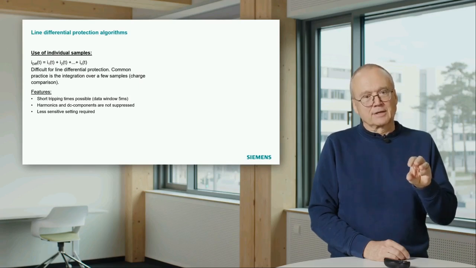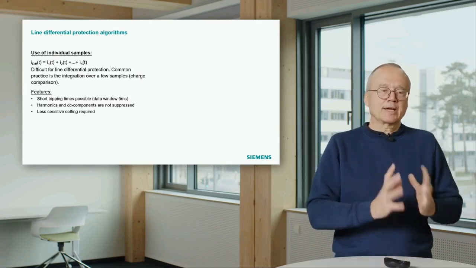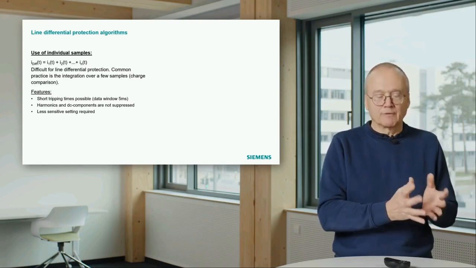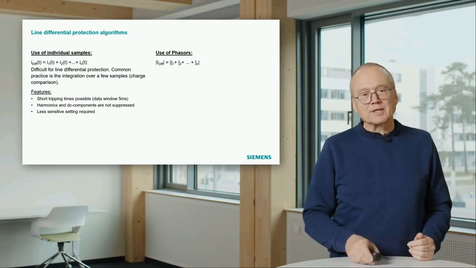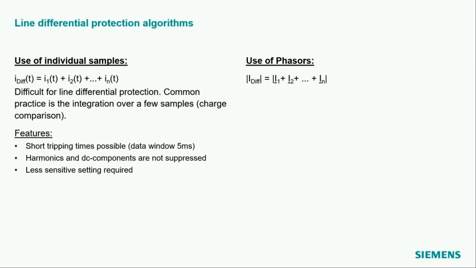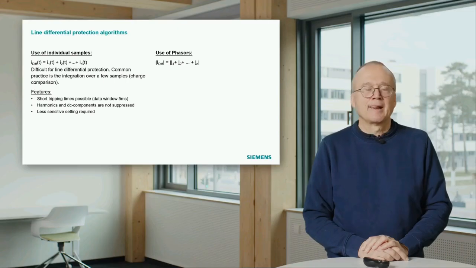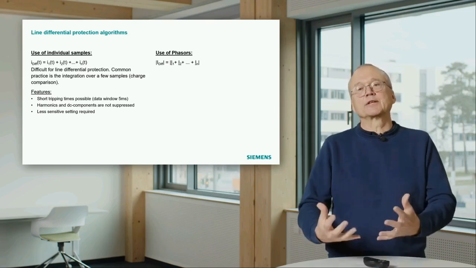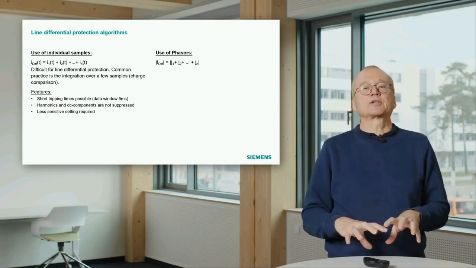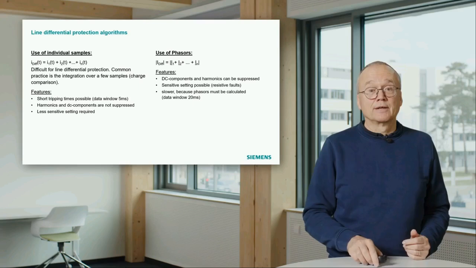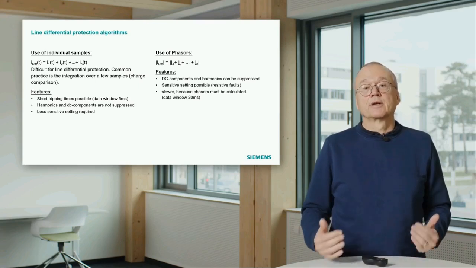They are fast and they are typically tuned to catch clear faults with high fault currents and trip them in a very fast way. On the other side, we can calculate the phasors. That means we need a longer data window, typically one period, 20 milliseconds, or 16 milliseconds in a 60 Hertz system. Calculate from that the differential current and then apply the differential principle on phasors. That has a few advantages.